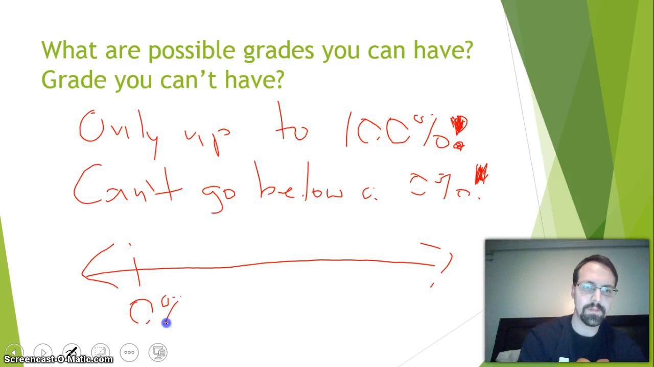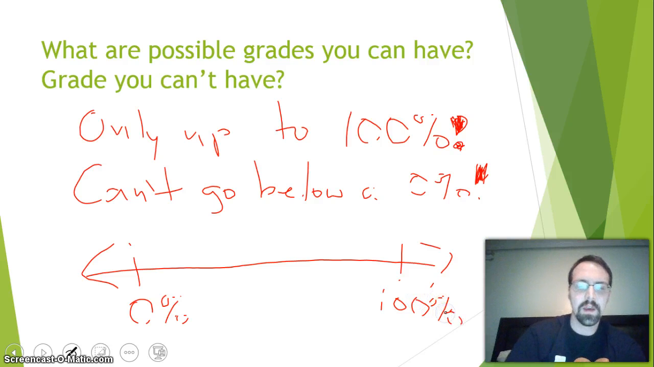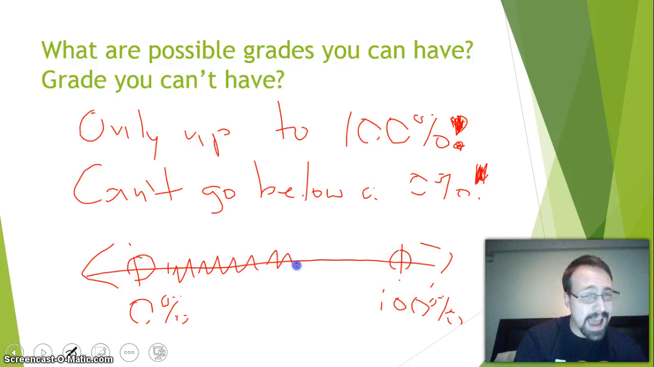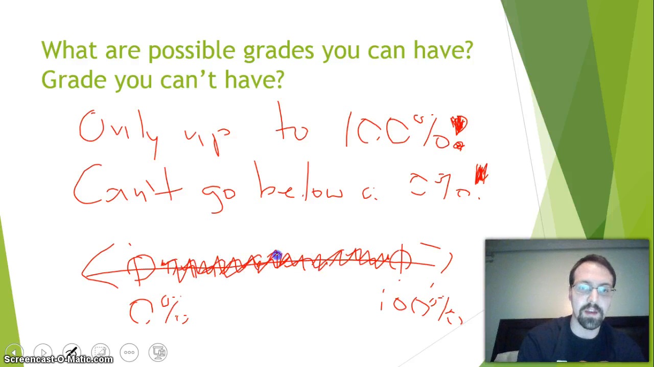So if I was to graph this, my possible values would be between 0% and 100%. Notice I got my cool handy dandy number line. So it would be some numbers between 0 and 100. It'd be all these numbers here. Could I have a 0 or 100% in my class? Yeah, of course you can. In fact, some of you out there do have a 0 or a 100% in my class. So we would fill those in.